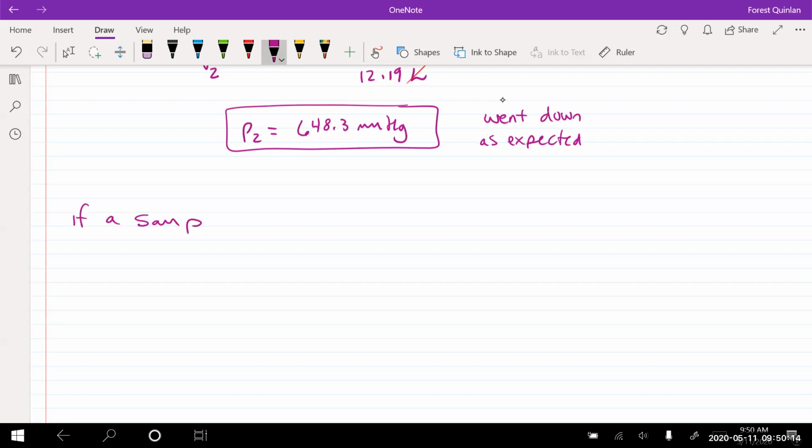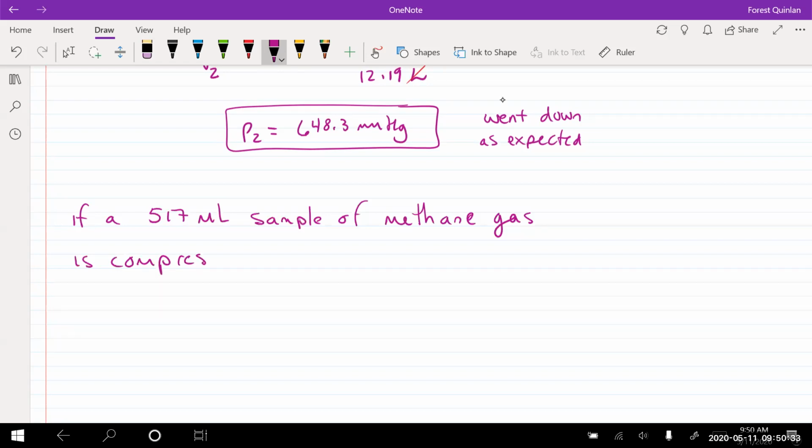If a 517 milliliter sample of methane gas is compressed from 1.85 atmospheres to 6.85 atmospheres, how big will it be?